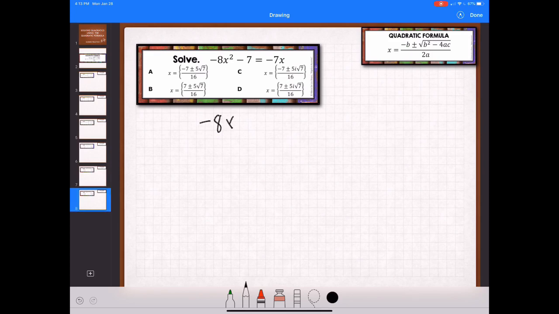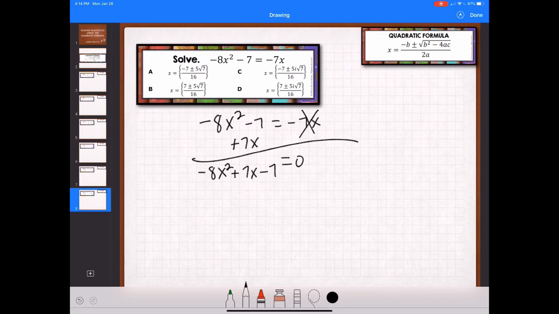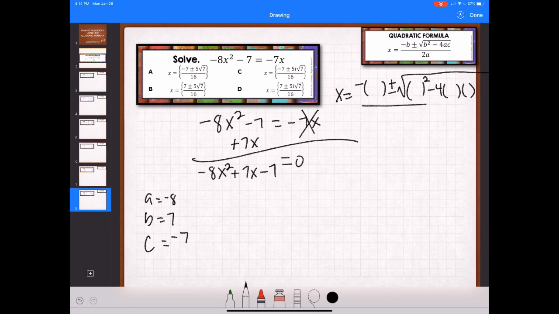Okay, next one, negative 8x squared minus 7 equals negative 7x. Set it equal to 0, so I'm going to add 7x to the left side of my equation. So that's negative 8x squared plus 7x minus 7 equals 0. A equals negative 8, b equals 7, c equals negative 7. And my outline, x equals negative b plus or minus the square root of b squared minus 4ac all over 2a. Substitution, b is 7, b is 7, a is negative 8, and c is negative 7, a is negative 8. Okay, now time to simplify.